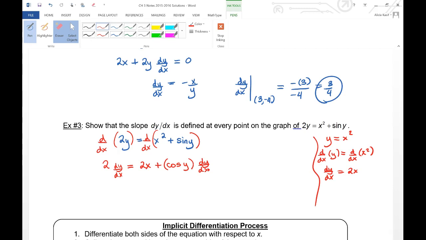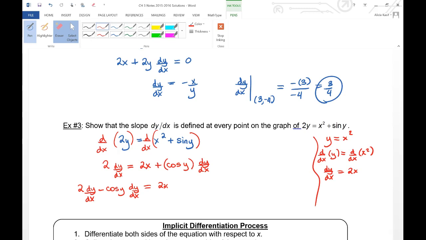So I'm going to subtract cosine y dy dx to the other side. So I have this: 2 dy dx minus cosine of y dy dx. I can write 2y prime, right? You can write y prime equals 2x. So basically when we have two or more places where you have a dy dx involved, anything that doesn't have dy dx get on the other side. Anything that does have dy dx get on the other side.